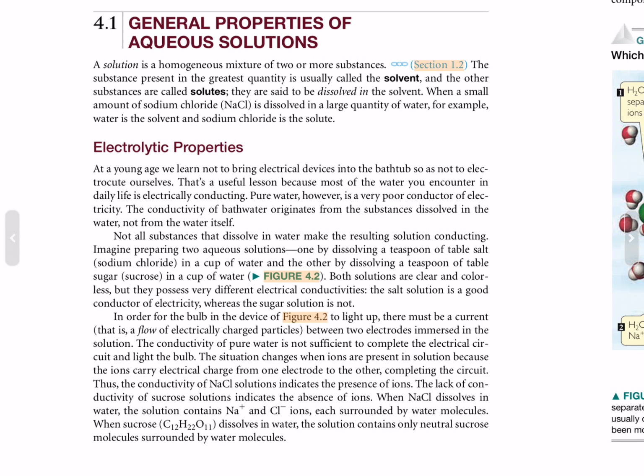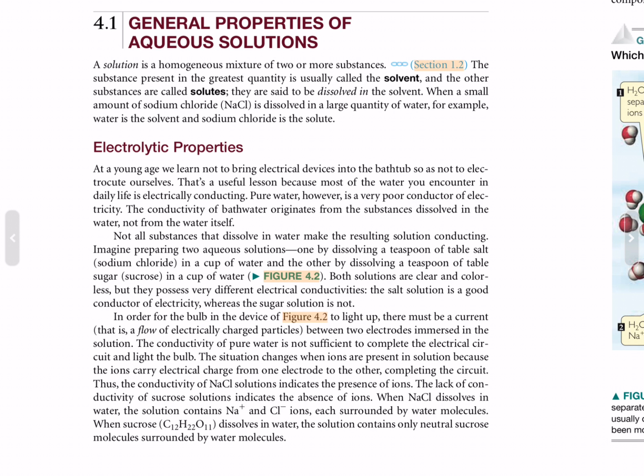Not all substances that dissolve in water make the resulting solution conducting. Imagine preparing two aqueous solutions, one by dissolving a teaspoon of table salt in a cup of water and the other by dissolving a teaspoon of table sugar in a cup of water. Both solutions are clear and colorless, but they possess very different electrical conductivities. The salt solution is a good conductor of electricity, whereas the sugar solution is not.